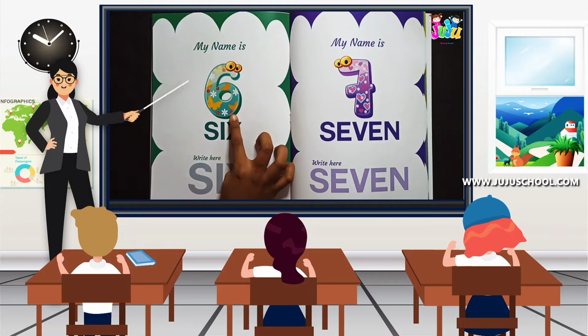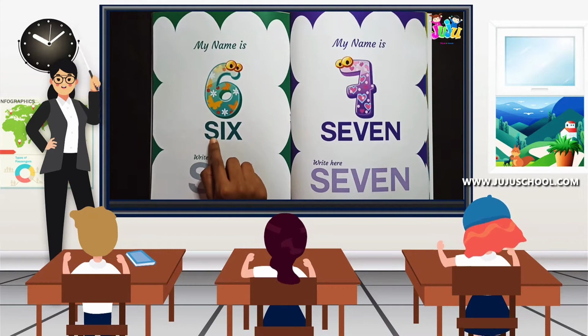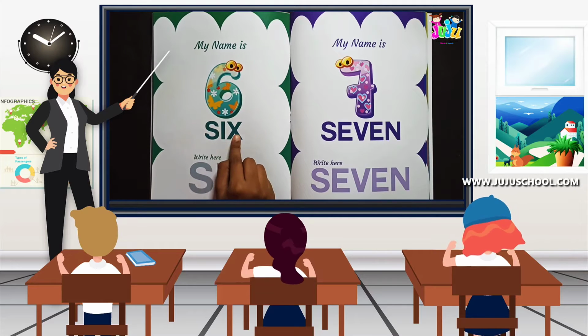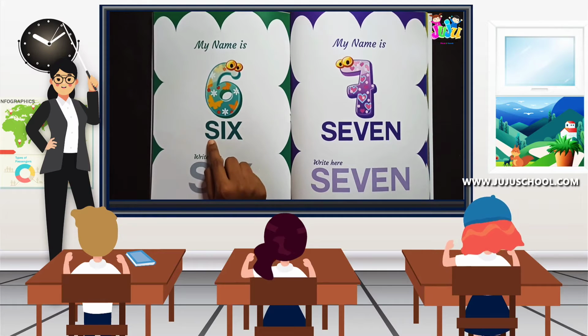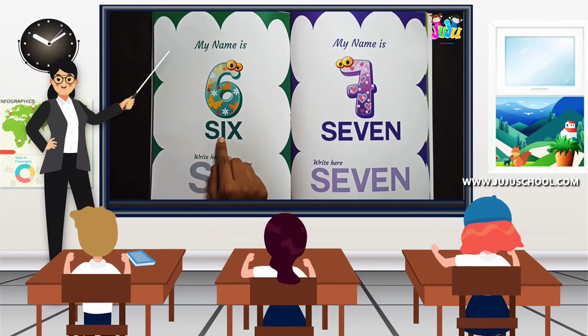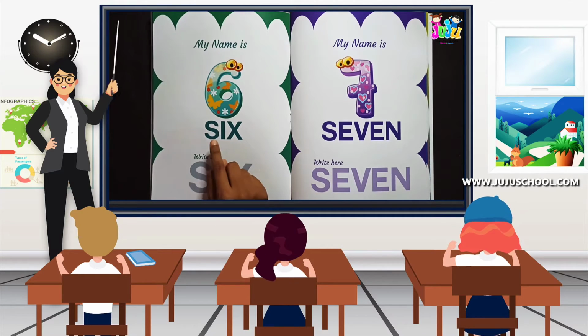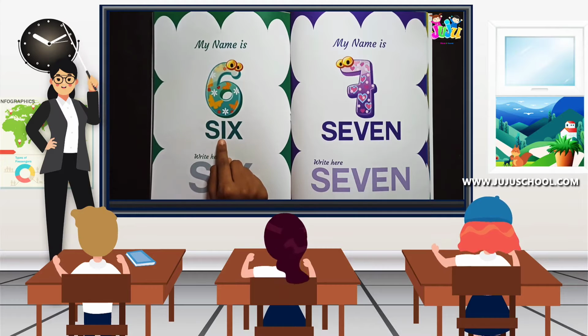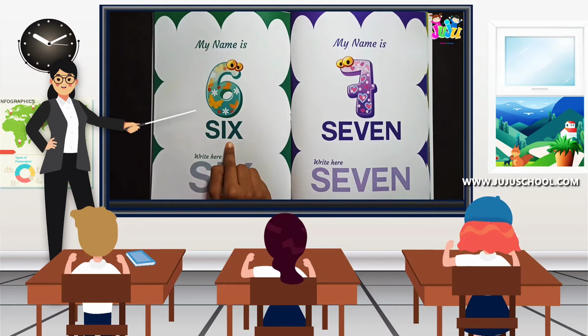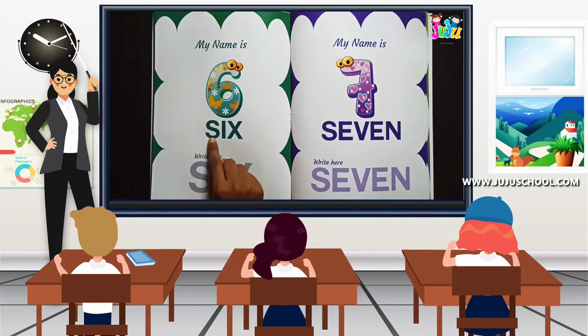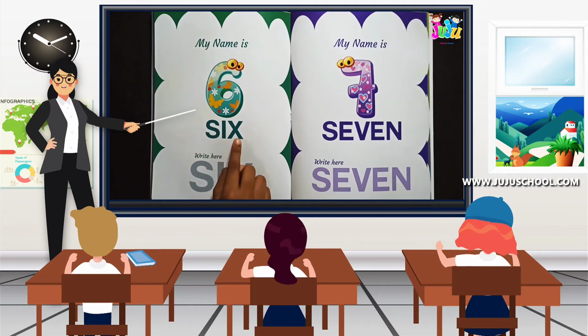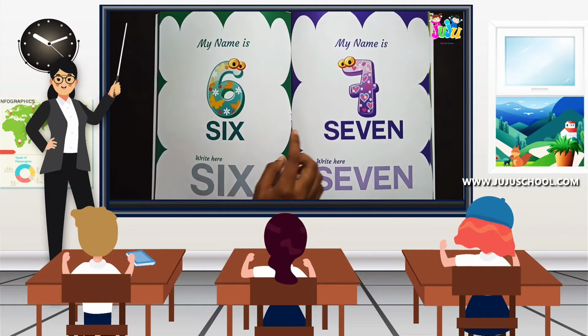What is it? 6. So the spelling of 6 will be S-I-X. Let me repeat. S-I-X. I'll repeat it again. Listen carefully. S-I-X. 6. What is it? S-I-X. 6.